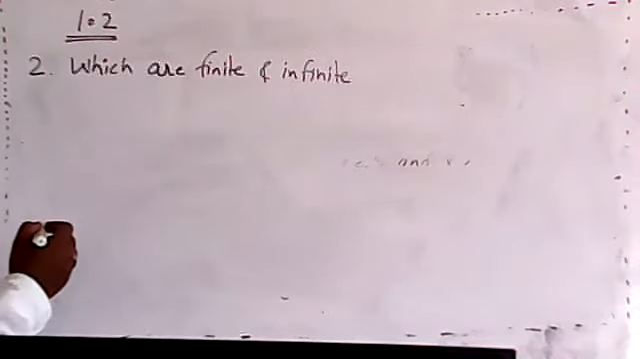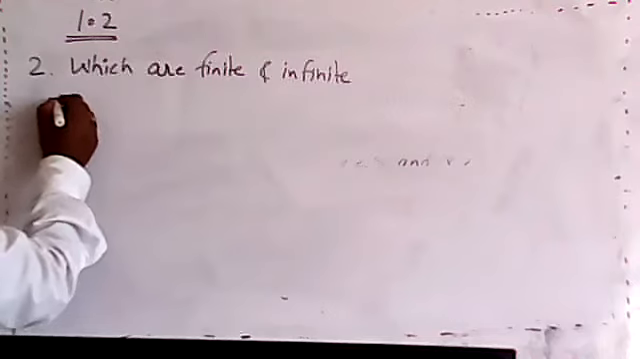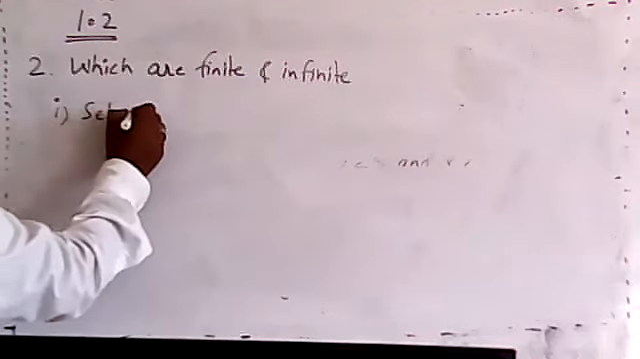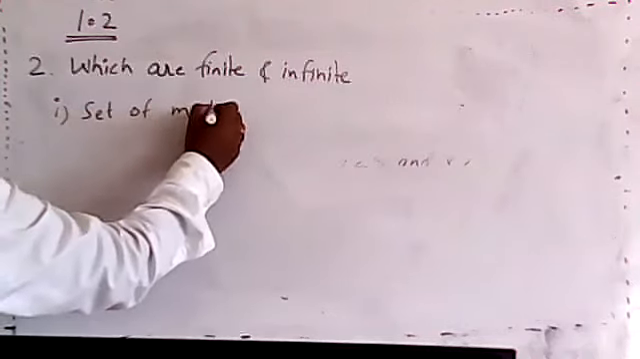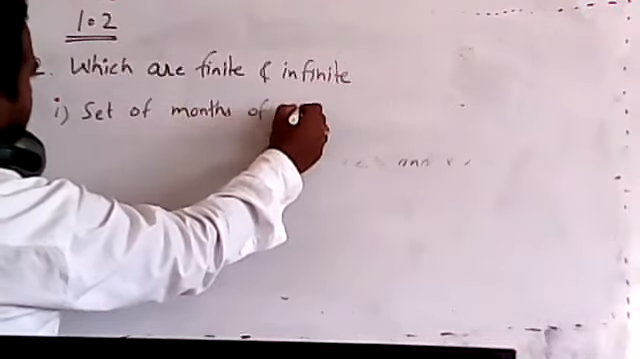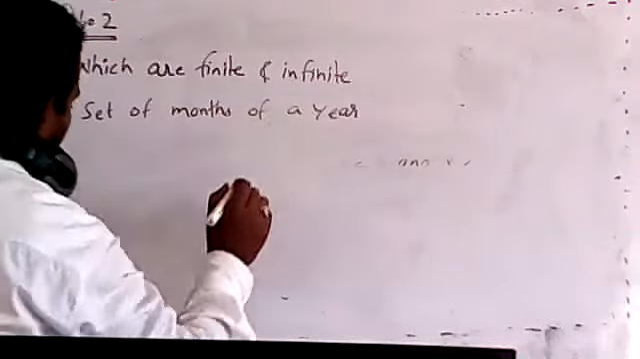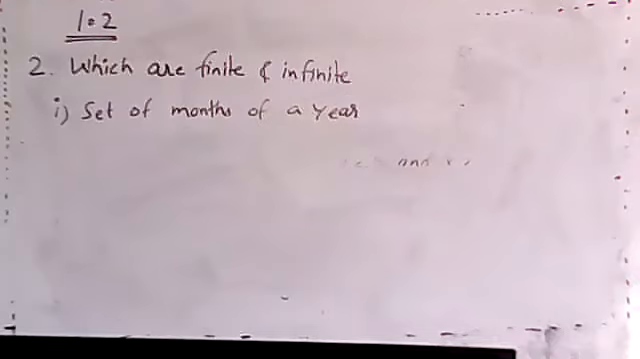The set of months of a year. In a year, there are really 12 months. If there are more, then it is also possible to count. In a year, there are only 12 months. It is possible to count. Therefore, it is a finite set. Very good. Finite set.